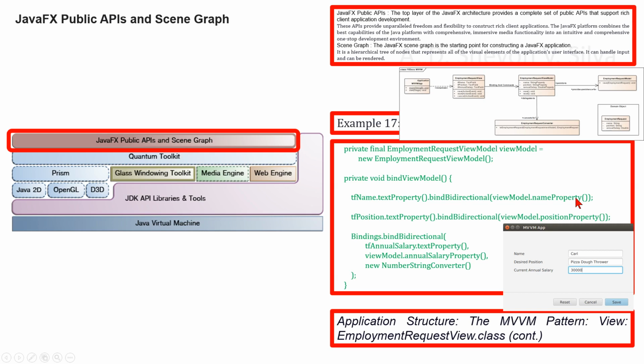The view knows about the view model and uses JavaFX binding to synchronize the UI with the view model. This demo treats the view model as a prototype object created when the view object is created. Alternatively, the view model can be a singleton or provided by CDI. Each UI field is bound bidirectionally with the view model.